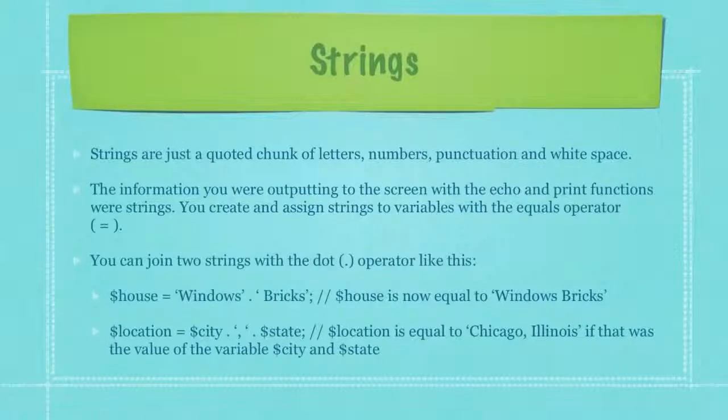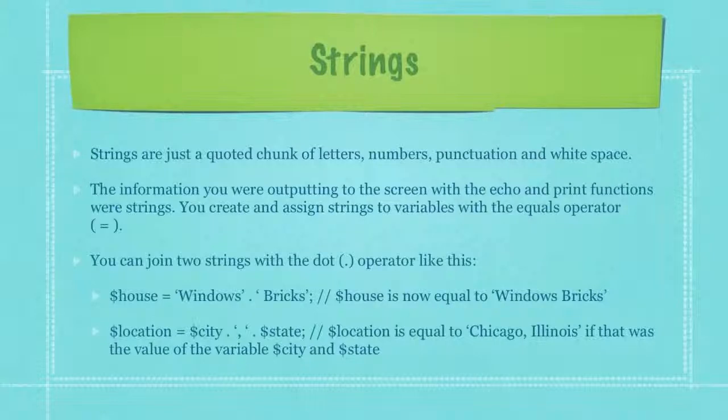Strings are just a quoted chunk of letters, numbers, punctuation, and white space. The information you were outputting to the screen with the echo and print functions were strings. You create and assign strings to variables with the equals operator. You can join two strings with the dot operator like this.